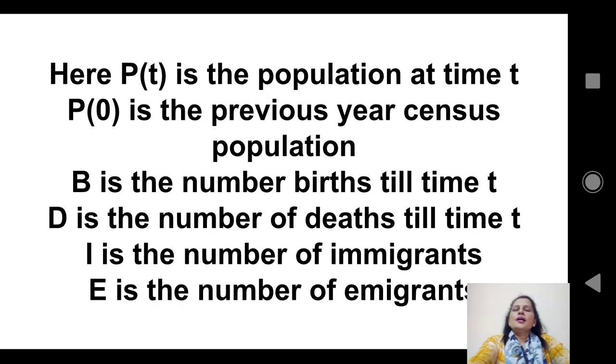Now here P of t is the population at time t. P of 0 is the previous census population. B is the number of births till time t. D is the number of deaths till time t. I is the number of immigrants. E is the number of emigrants.